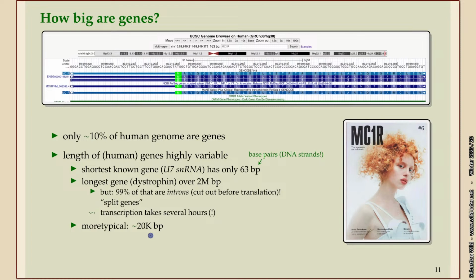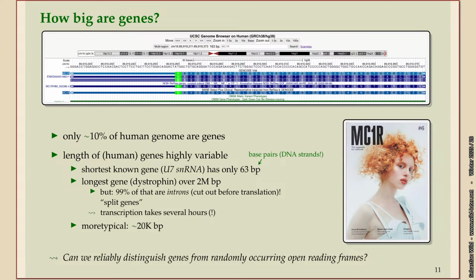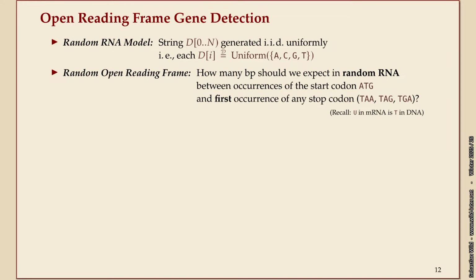Okay, so a typical length of a protein coding gene is of the order of a few thousand base pairs. That's what, from this long story, you should keep in mind. The rest, ignore, okay? A few thousand base pairs. Is that good or bad news? Can we reliably distinguish these from just having some random open reading frames?